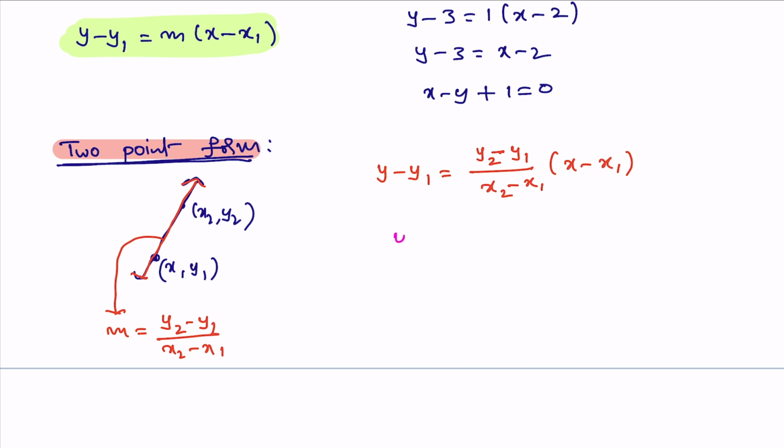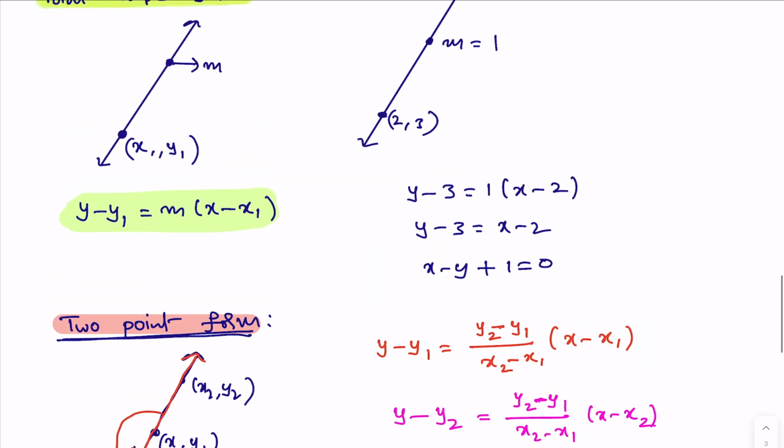This line equation is y minus y2. See, in place of x1 y1, you write x2 y2. You take this point and the slope, then you will get the line equation. Yes, y minus y2 equals the slope of a line passing through 2 points, y2 minus y1 divided by x2 minus x1, into x minus x2. So you can find the line equation either by using this formula or by using this formula.